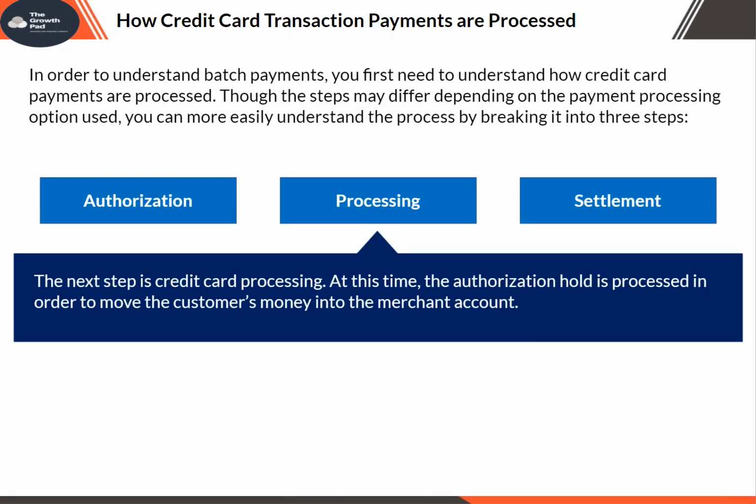Processing. The next step is credit card processing. At this time, the authorization hold is processed, in order to move the customer's money into the merchant account.